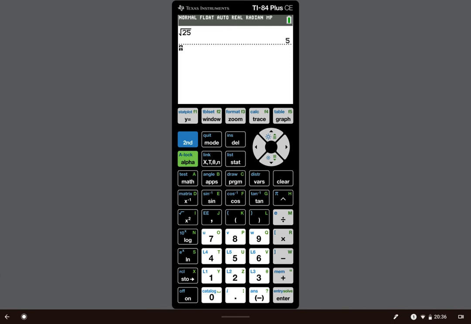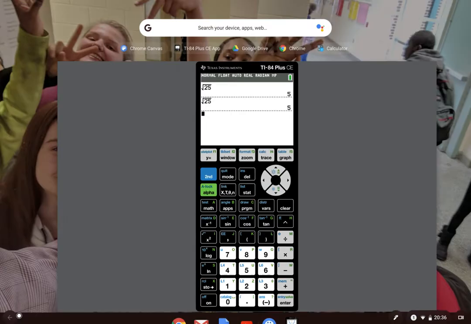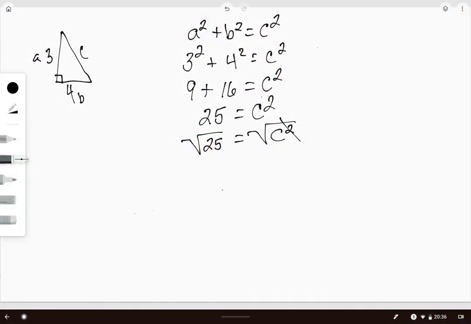So second function key, x squared, 25, enter. The square root of 25 is 5. So that means c equals 5. So you'll notice that, as we talked about on the previous page, the hypotenuse is my longest side because we have 3, 4, and it's 5. It is across from my right angle as well, and it's also c. So that's our first example.